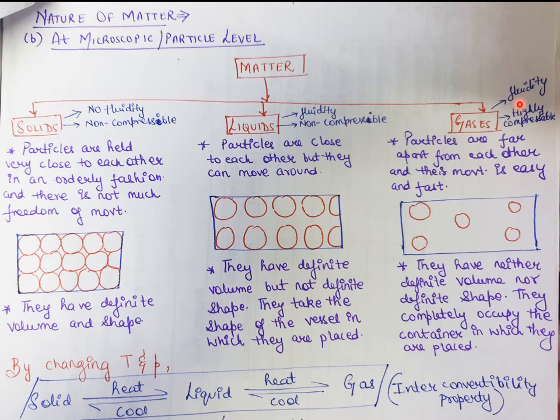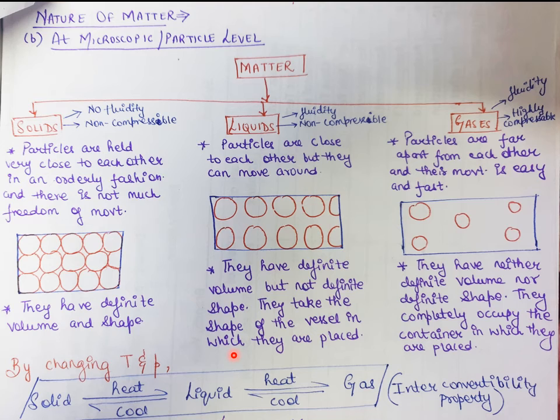Now, gases have high fluidity. Yes, they flow very easily, and they are highly compressible. That is why you apply pressure to the gases, and they fit inside the deodorant bottles, right? So they are highly compressible. So these are the three states of matter at the particle level. Okay, this is the nature of the matter at the particle level.